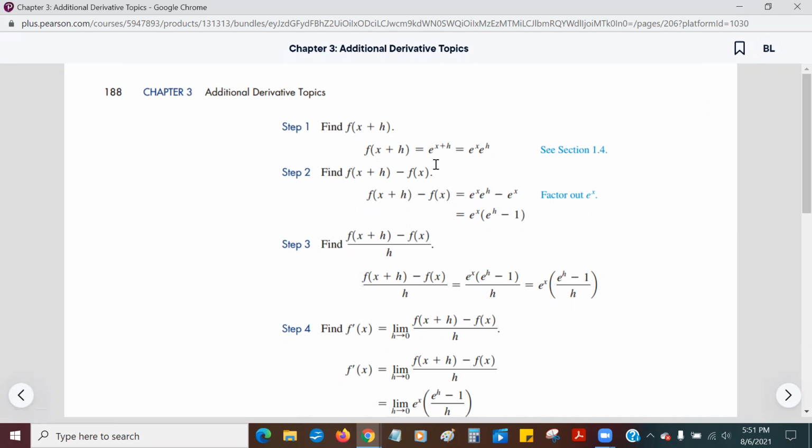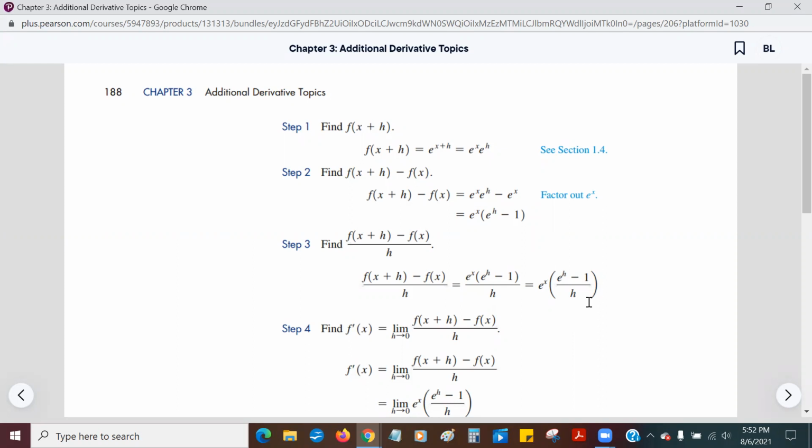So f of x plus h is e to the x plus h, which by exponent properties is going to be e to the x times e to the h. And then when I subtract off f of x, I have this guy right here, minus e to the x. I can factor out an e to the x, and I have e to the h minus 1. When I put it over h, I get e to the x times e to the h minus 1 over h. I'm going through this kind of quickly because I just wanted you to get a sense of the proof.